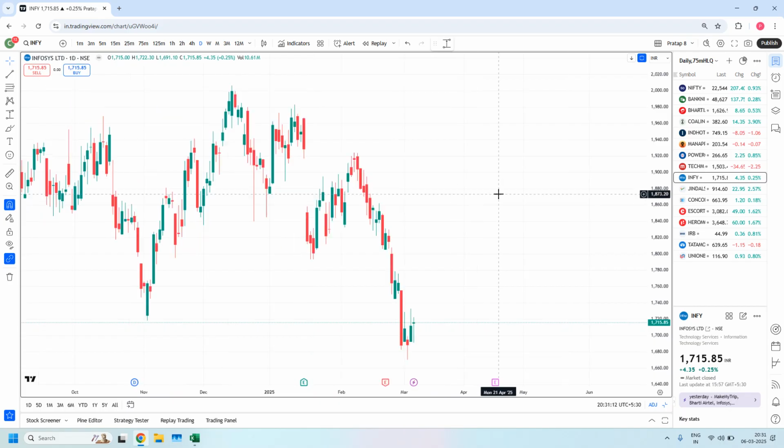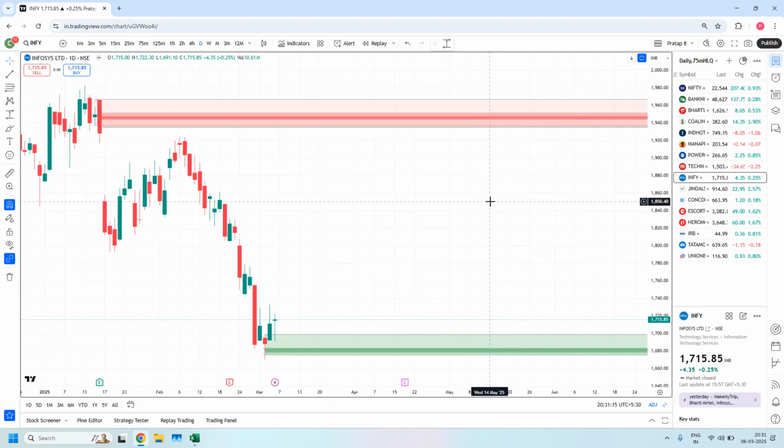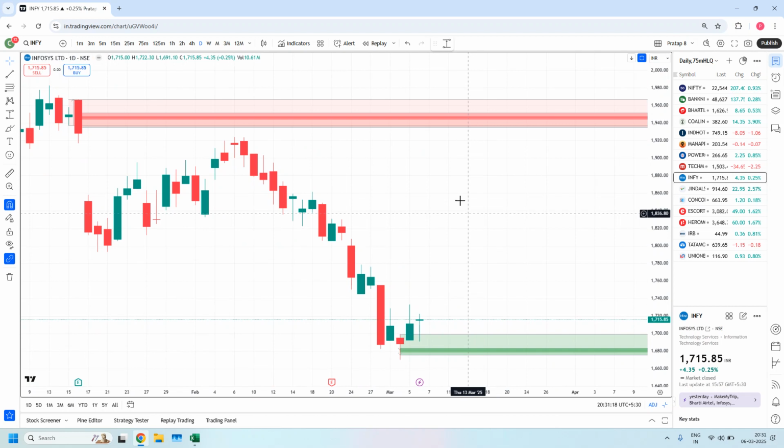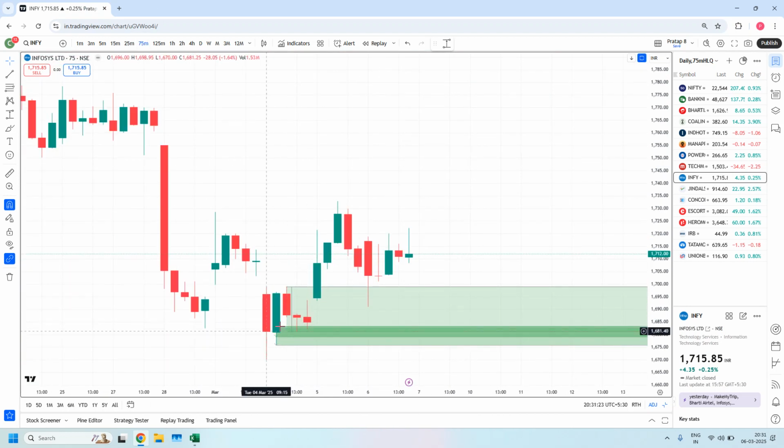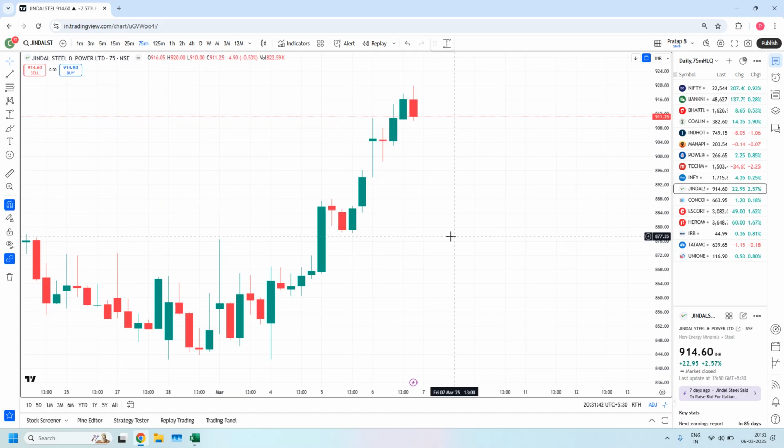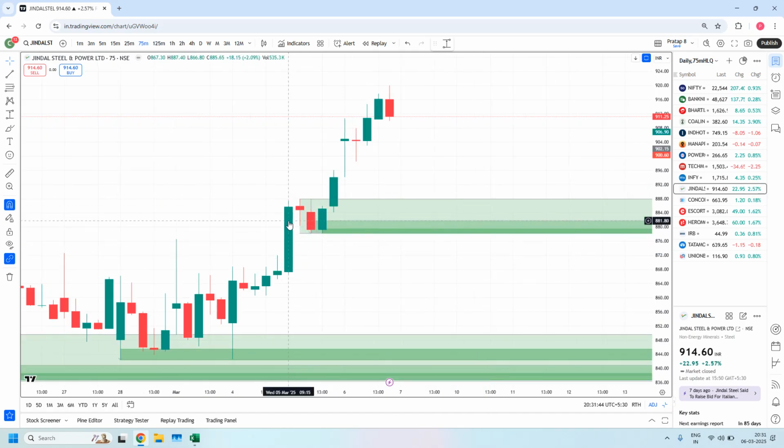Next one is INFY. INFY is a 75-minute demand zone. High liquidity demand zone. We have a fine-tuned zone here. We have a fine-tuned lower time frame zone. The daily area, 75 minutes area, no order flow. But here we have a horizon, the 15 minutes horizon. The 15 minutes horizon has a fine-tuned 5 minutes horizon. Today prices did not reach into this area. And Jindal Steel, here also a 75-minute zone, and it has a fine-tuned 5-minute zone, but today prices did not reach.